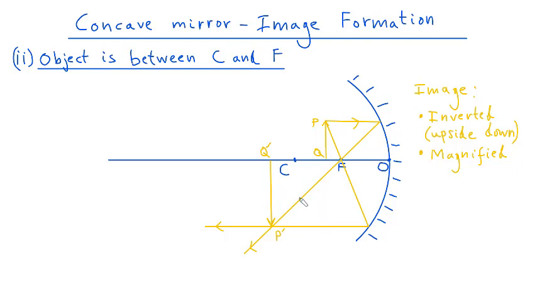so it was diminished. And finally, just like before, the image formed is a real image, and that's because the reflected rays, they actually meet at this point here. Okay, so this image is a real image.